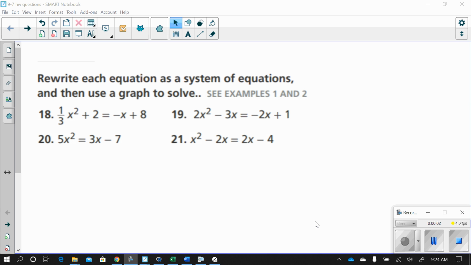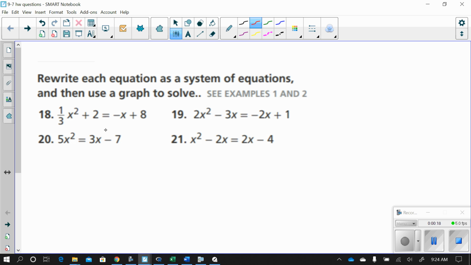Good morning, everyone. As requested, here are some homework problems from 9-7. First problem I got asked about was number 18. This says rewrite each equation as a system of equations, then use a graph to solve.